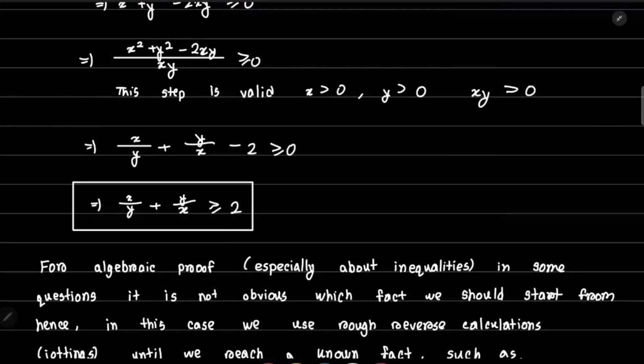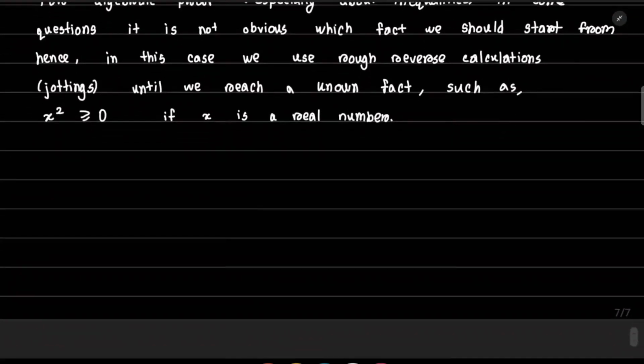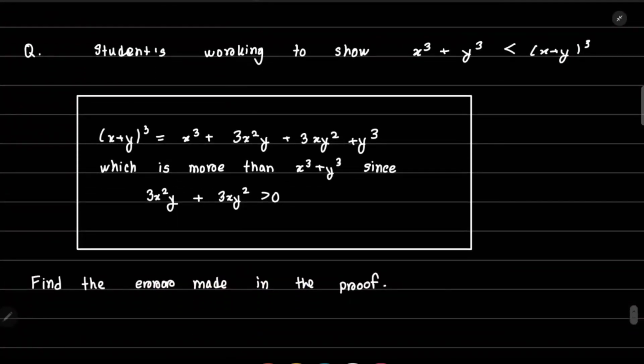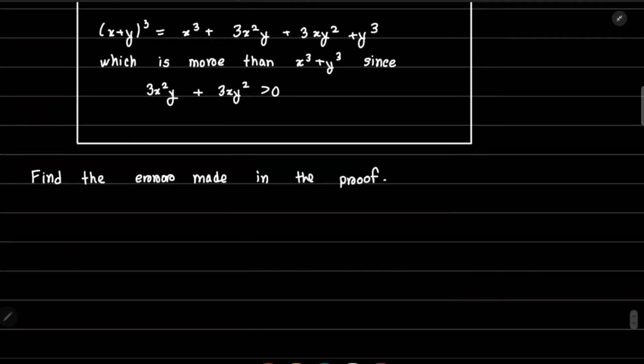Now for proof we have to learn another type of question, which is about finding mistakes in given proofs. So this is an example question of that type. So we are given a student's working and we have to find the error made.